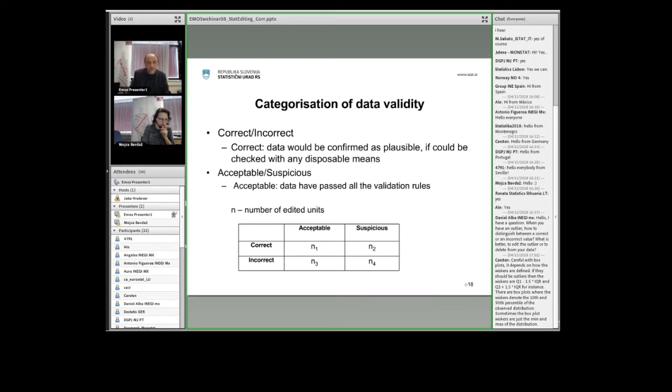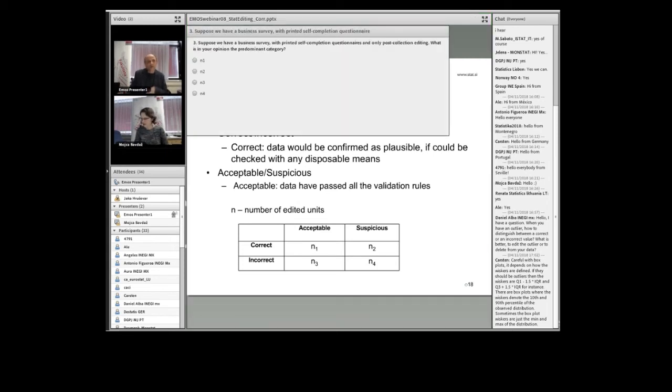But of course, in reality, it's not always like this. I would just ask you one question. What do you think, in a business survey, which of these categories is usually predominant?